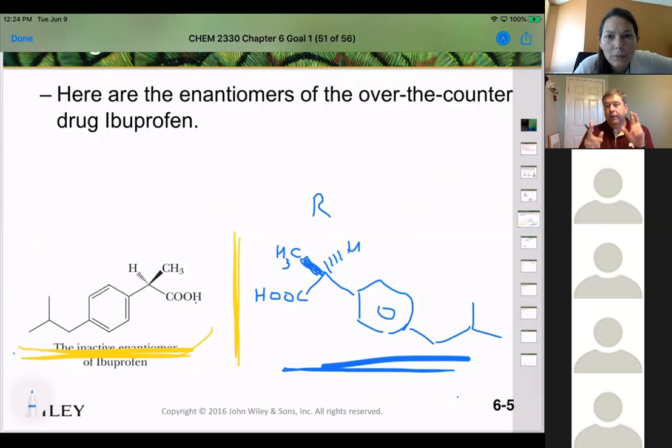Now, go ahead and do that same thing with the one on the other side, okay? And again, you can use your left hand if you want. It doesn't matter which hand you do it.